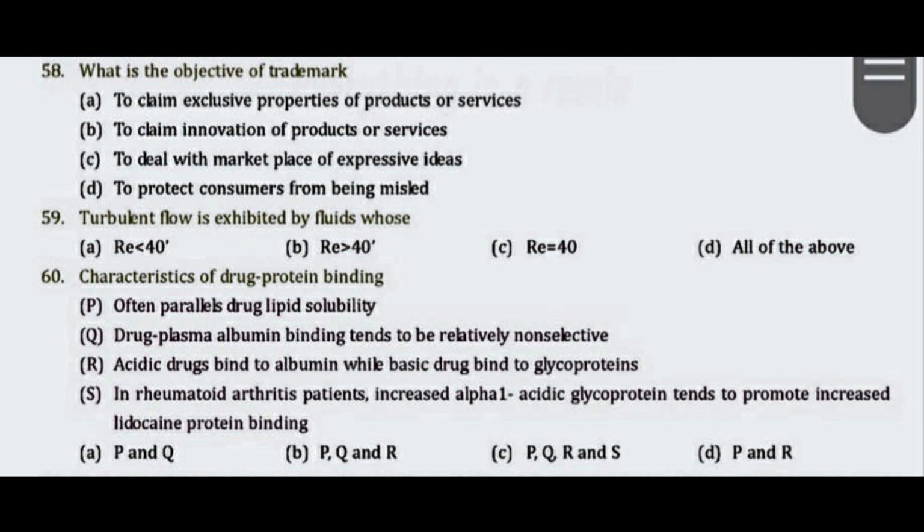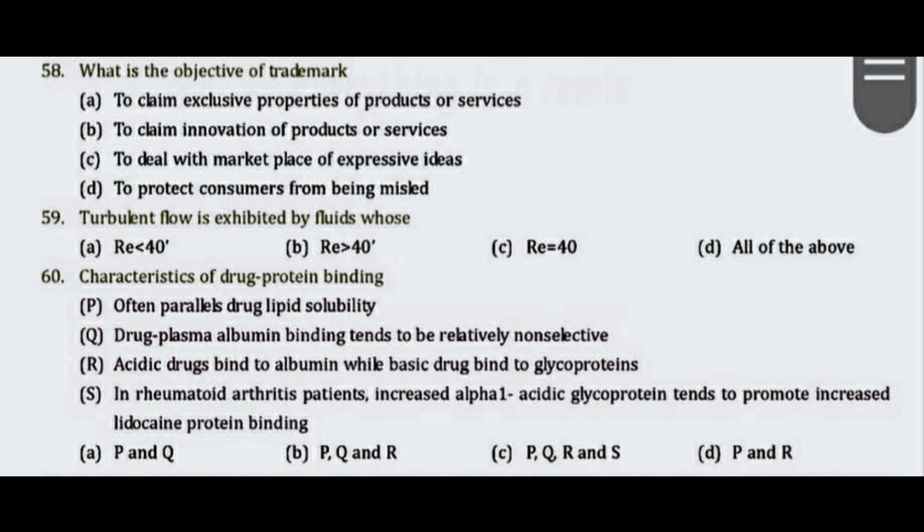Question number 58. What is the objective of trademark? Option A, to claim exclusive properties of product or service. B, to claim innovation of product and service. C, to deal with marketplace of expressive ideas. And option D is to protect consumers from being misled. Correct answer is option C, to deal with marketplace of expressive ideas.